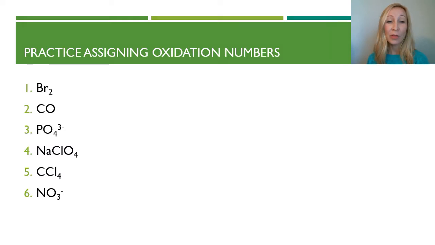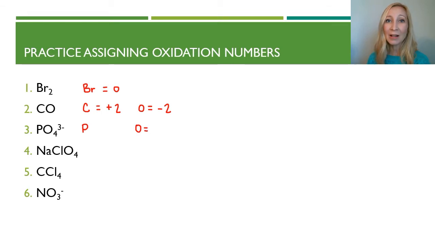All right, so the bromine, this is an element, it's a diatomic element, so the oxidation state will be 0. Now we have carbon monoxide. Let's assign oxygen's oxidation state as a -2. We know this is a neutral compound, so carbon's oxidation state will be +2.